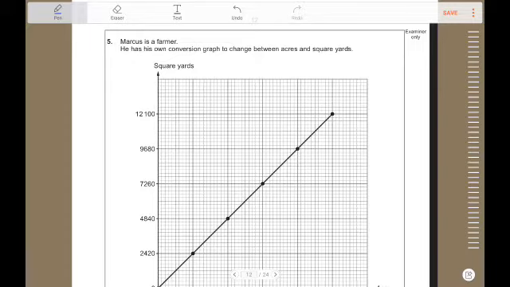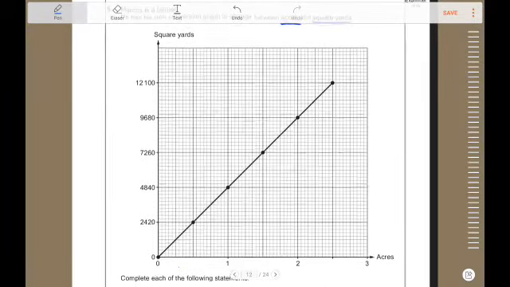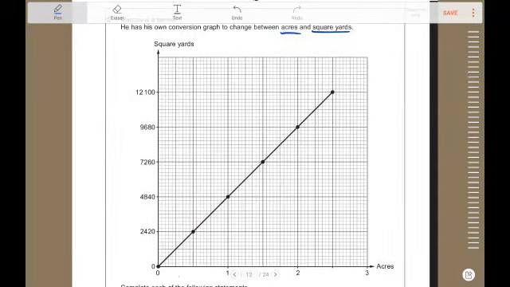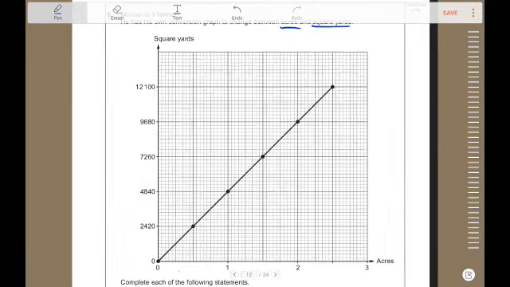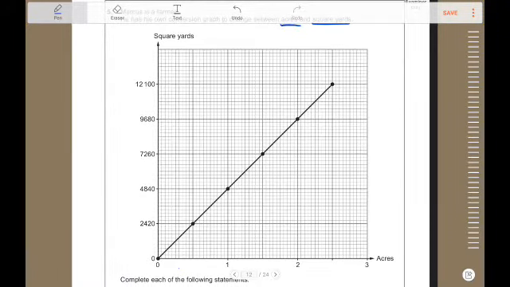Okay, Marcus is a farmer. He has his own conversion graph to change between acres and square yards. So that's what the conversion graph's for, to change between those two things. And there we can see the full graph. We have square yards on the vertical axis and we have acres on the horizontal axis.